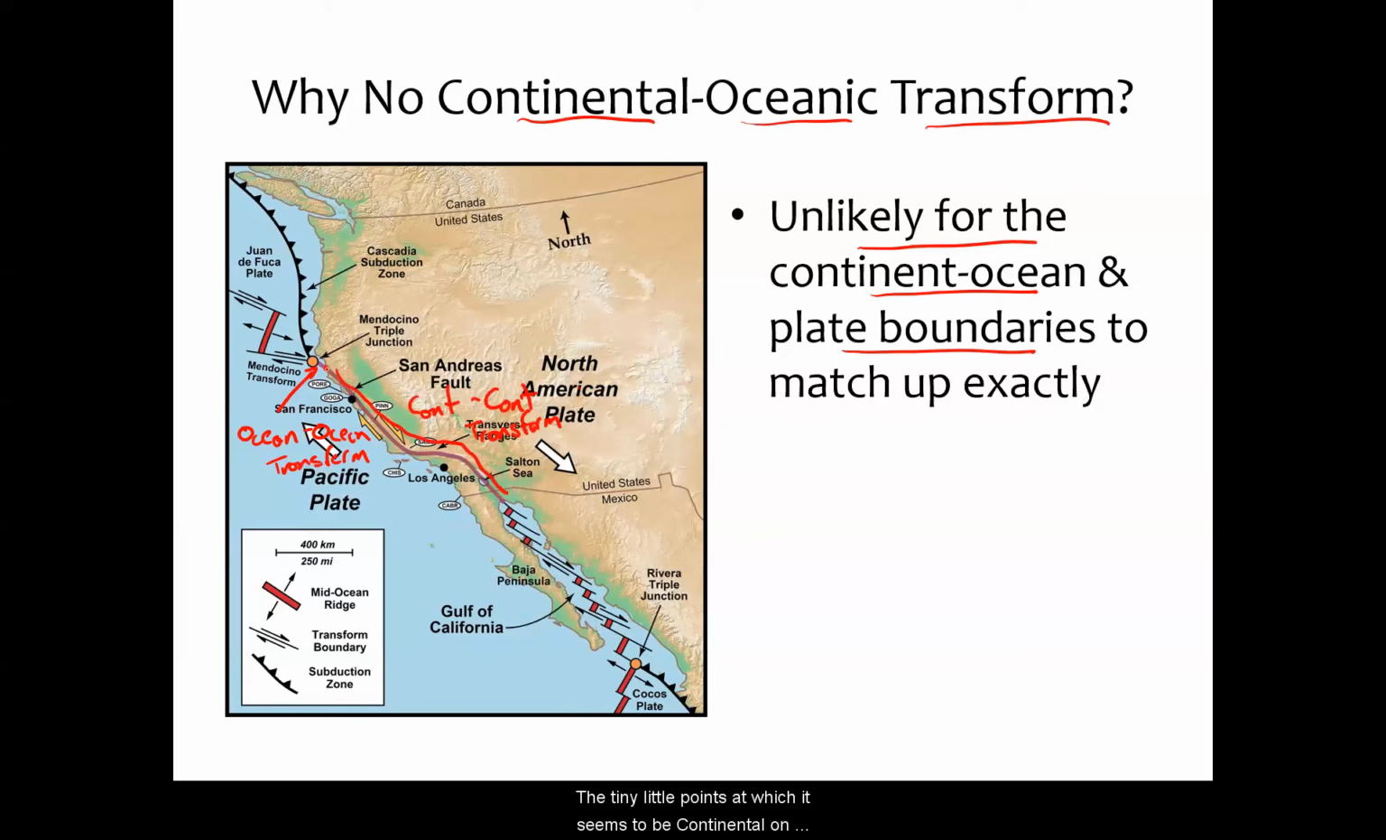And the tiny little points at which it seems to be continental on one side and oceanic on the other are really transient. They don't exist for very long in time, and they're a very short area in space. So we don't tend to talk about them as a separate type of boundary. It doesn't really do much for us in terms of classification.